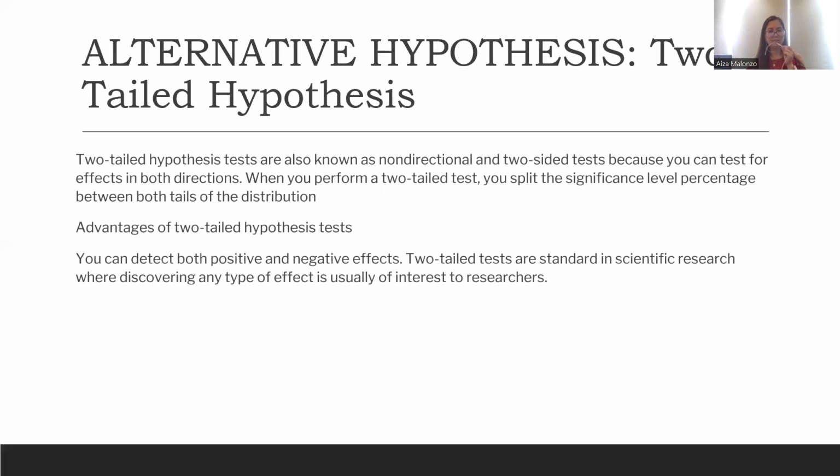On the other side, the two-tailed hypothesis is also known as a non-directional or two-sided test because you can test for an effect in both directions, or in both ways. When you perform a two-tailed test, you split the significance level percentage between both tails of the distribution. The advantage of a two-tailed test is that you can detect both positive and negative effects. Two-tailed tests are standard in scientific research where discovering any type of effect is of interest to the researcher.